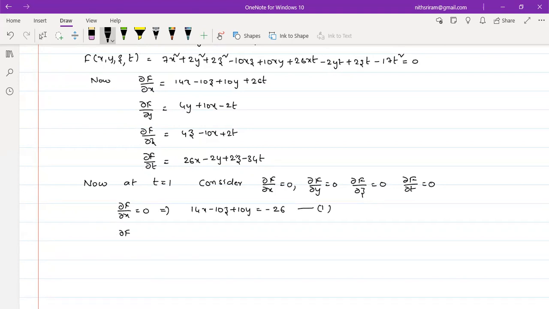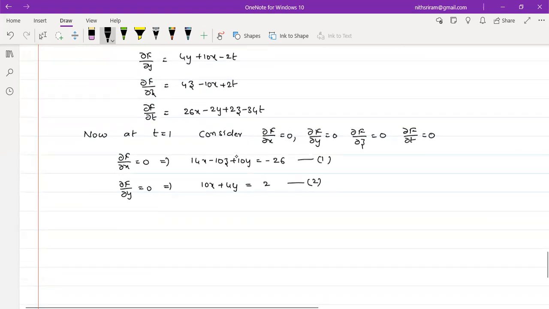Now dou f by dou y is equal to 0 implies we get 10x plus 4y minus 2. In place of t, we have to put 1, so that we get minus 2. If we write that minus 2 to the RHS, we get is equal to 2. Treat this as equation 2.